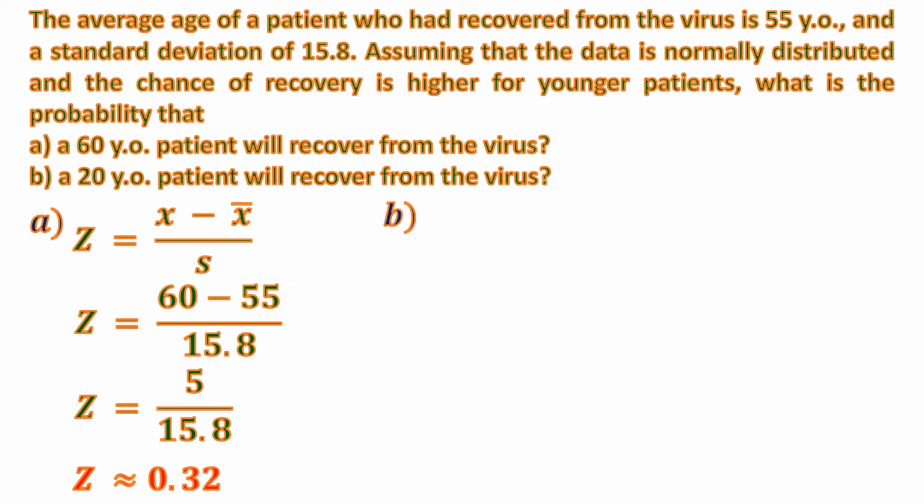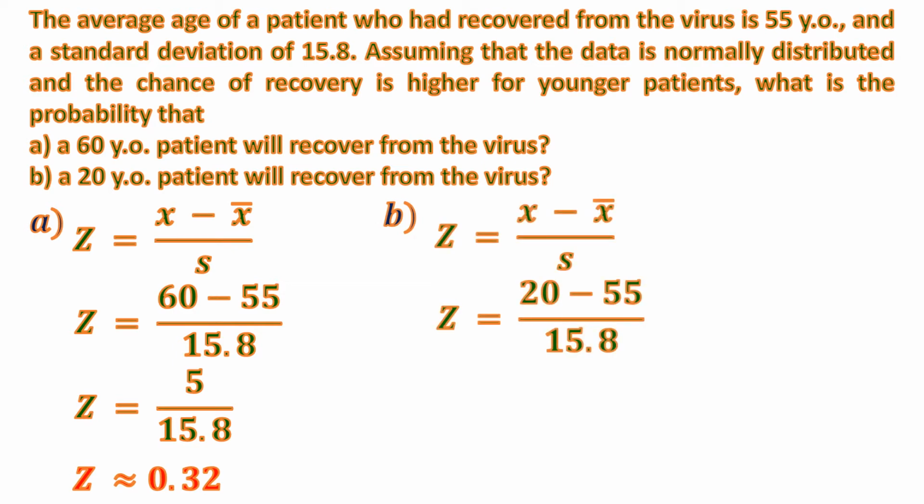Also for b, we'll substitute 20 minus 55 over 15.8. So 20 minus 55 is negative 35. Then divide by 15.8, approximately equal to negative 2.22. So that age 20 will be represented by negative 2.22 later in the normal curve.